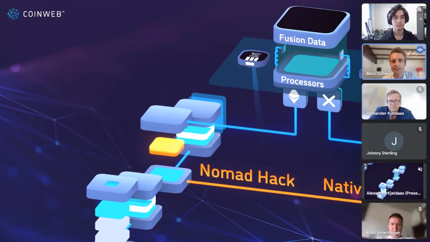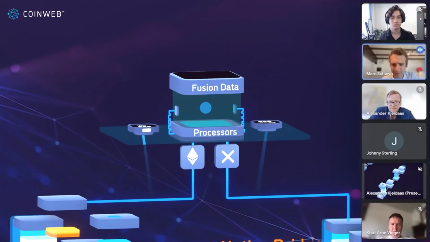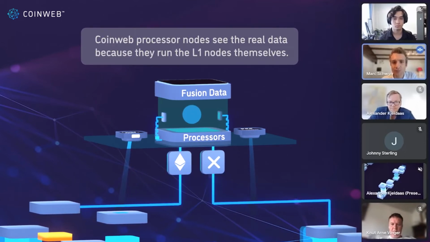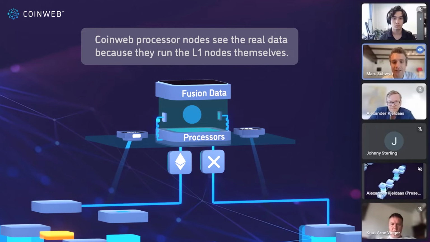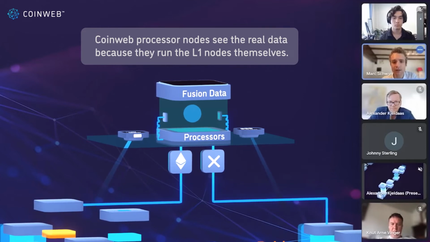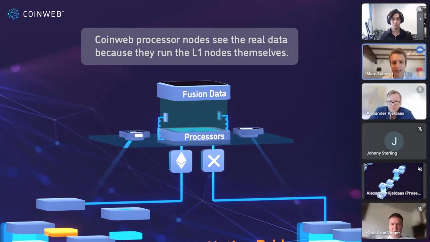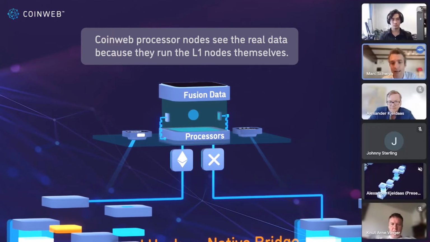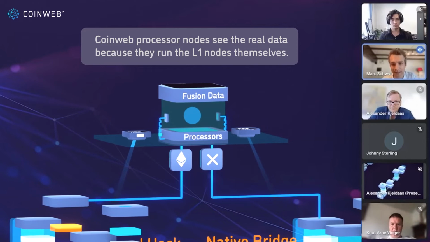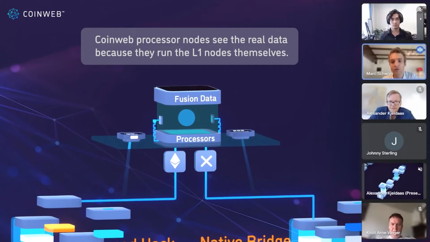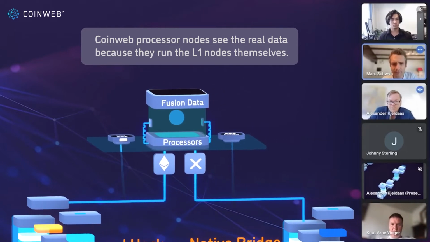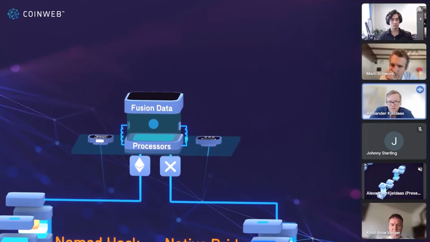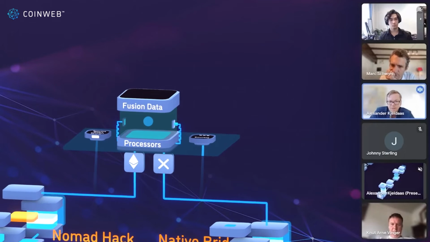And what you're saying is different over here is that we're running the chain ourselves by running a node. So this one processor node actually sees the real data. So they are not dependent on any external actors to come in and tell it what has happened. They can read it themselves from the actual nodes that they are running. Is that correct?